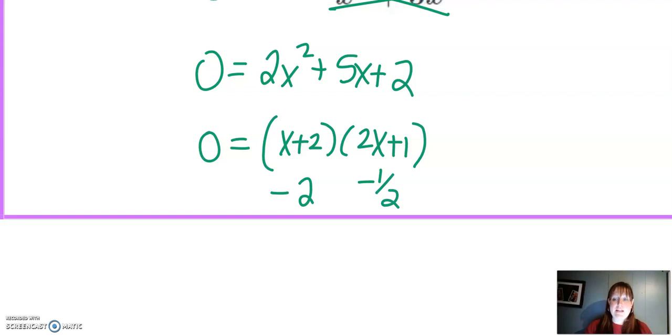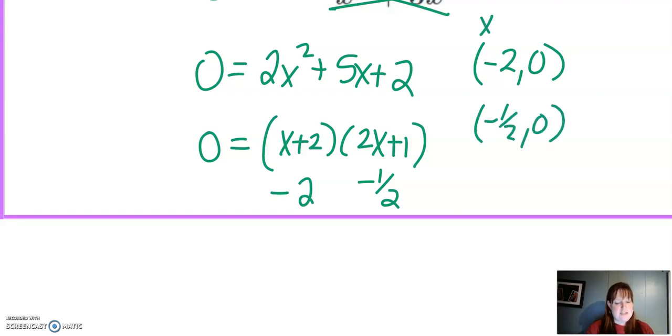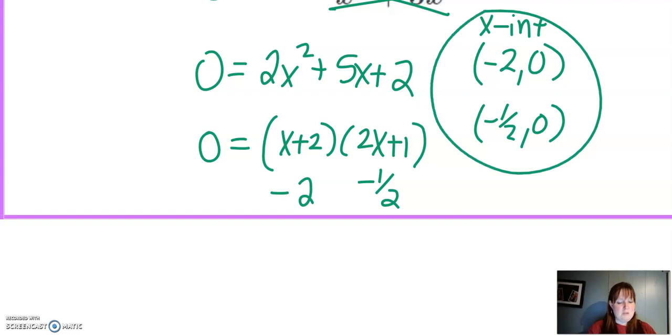Therefore, we actually have two x-intercepts here. We have the x-intercept -2, 0, and we also have -1/2, 0. So it actually crosses at two places. There can be two x-intercepts, there can't be two y-intercepts, otherwise it wouldn't be a function.